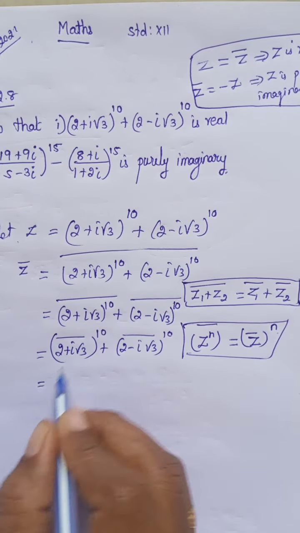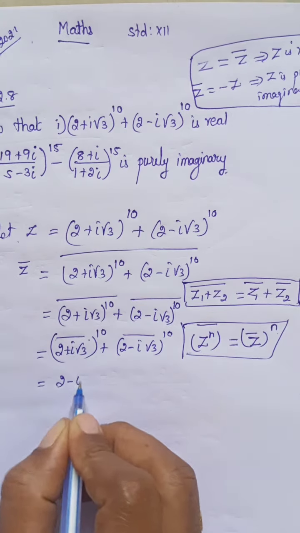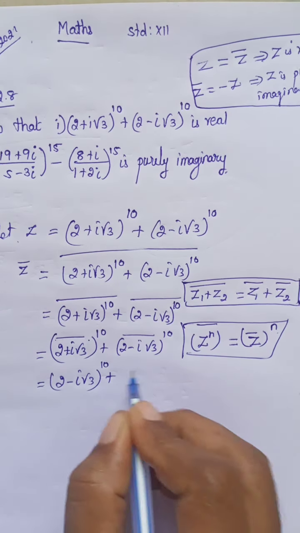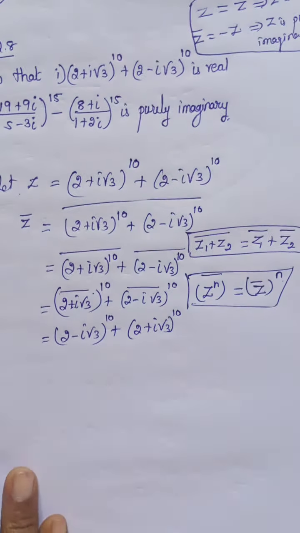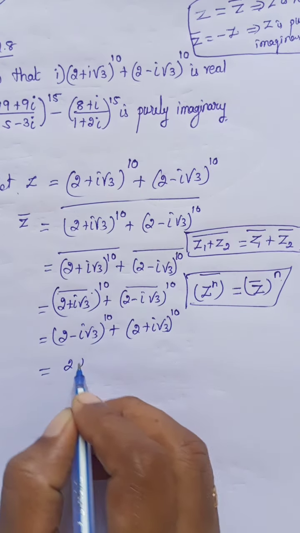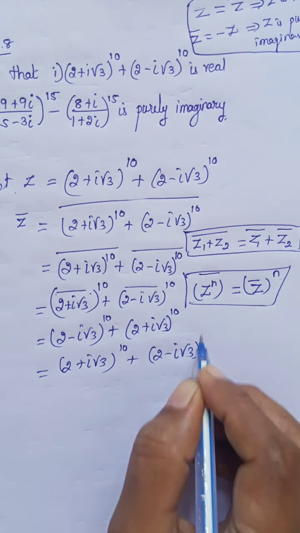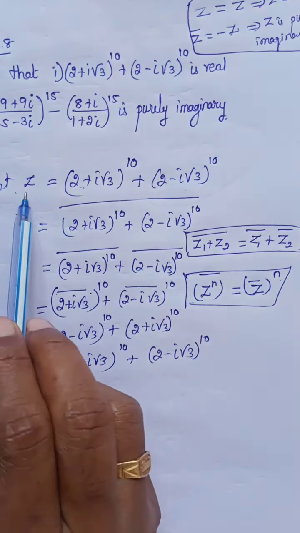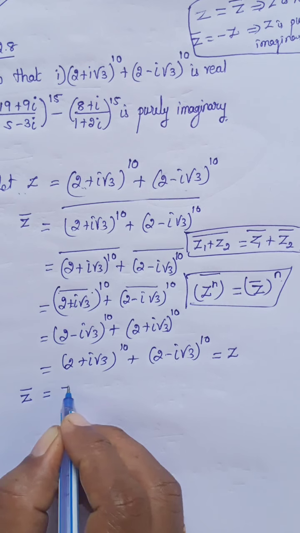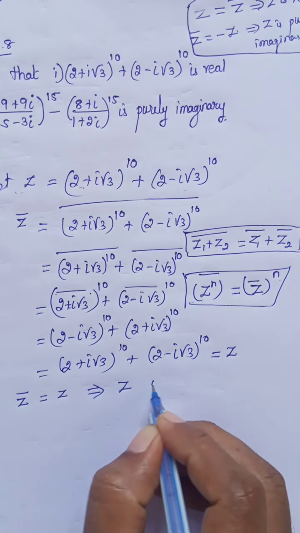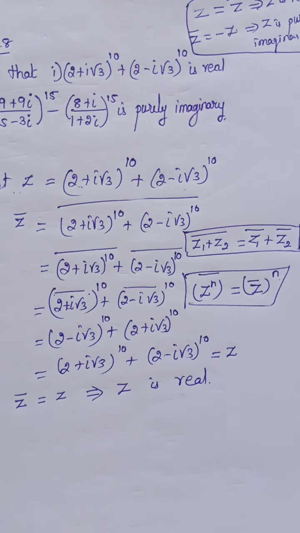Now we know how the imaginary unit sign changes when we take the conjugate. So this becomes (2 minus i root 3) the whole power 10 plus (2 plus i root 3) the whole power 10. Now if I write this with the first term as (2 plus i root 3) the whole power 10 plus (2 minus i root 3) the whole power 10, that is what we had taken as Z. So we have got Z bar is equal to Z, which implies Z is real. Hence the first subdivision we have completed.